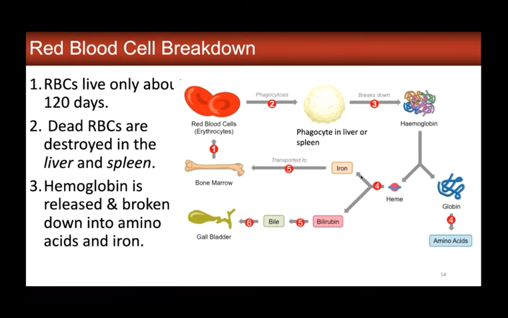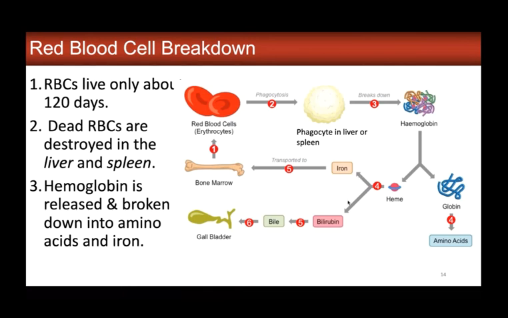reuse a lot of the components they find in the red blood cells, but they also break hemoglobin down into the globin chains, which are broken down into amino acids and then used by the body. And then the heme group is split, in the liver, into iron and a molecule called bilirubin. The iron gets transported to bone marrow, where it's used to make more red blood cells, and the bilirubin the liver converts into bile, which is then stored in the gallbladder.